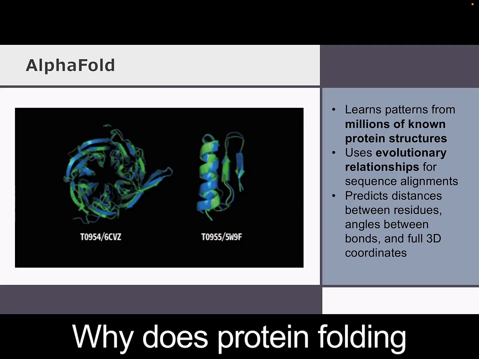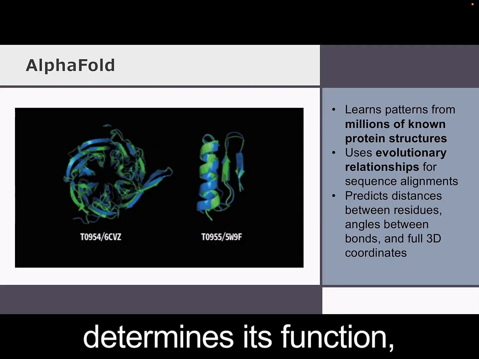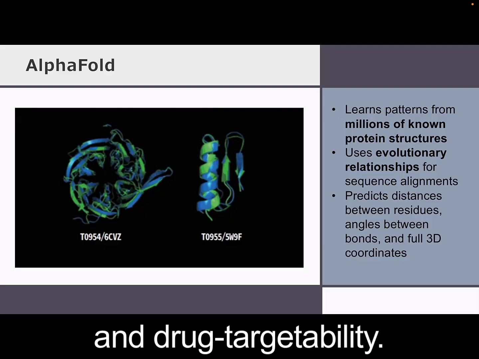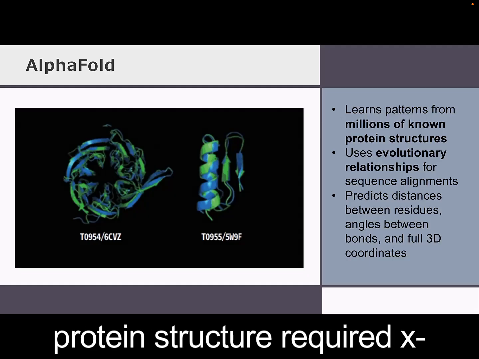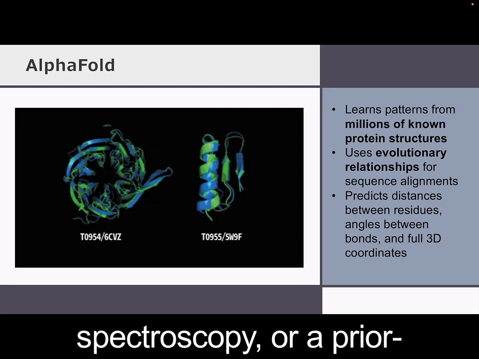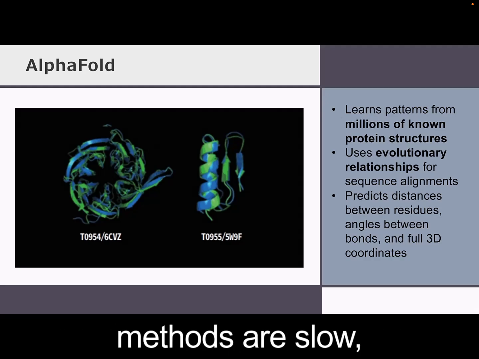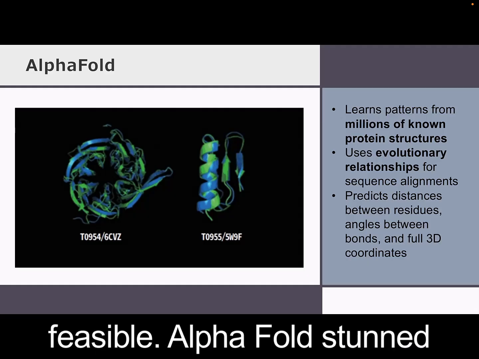Why does protein folding matter? A protein's structure determines its function, binding interactions, stability, and drug targetability. Historically, determining protein structure required X-ray crystallography, NMR spectroscopy, or cryo-electron microscopy. These methods are slow, expensive, and not always feasible.